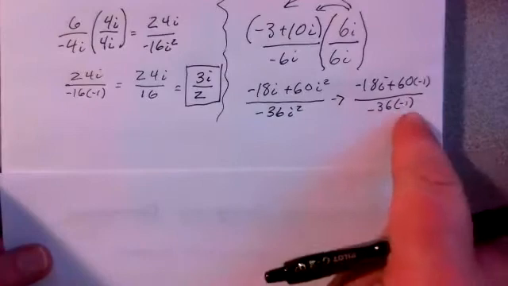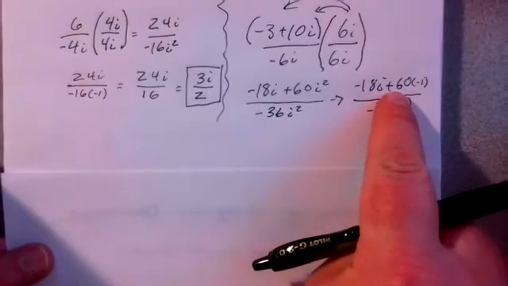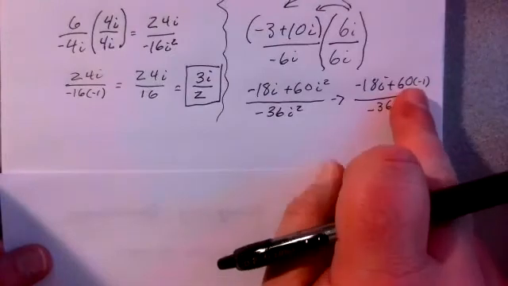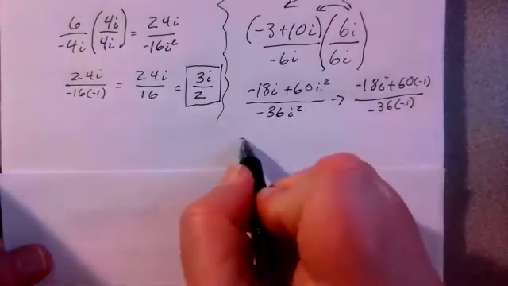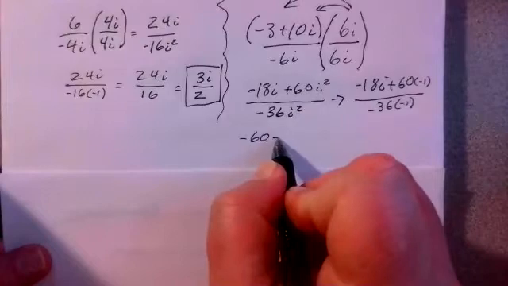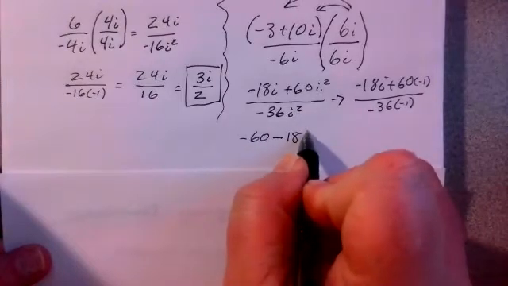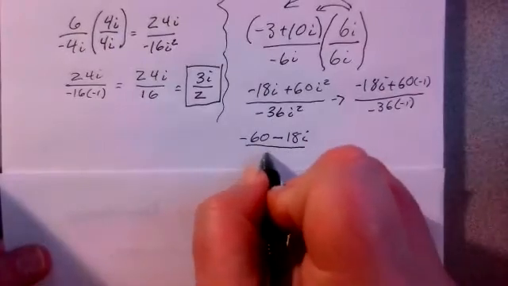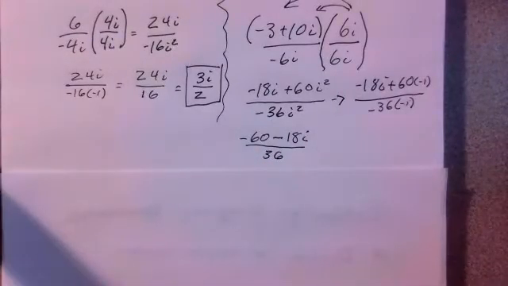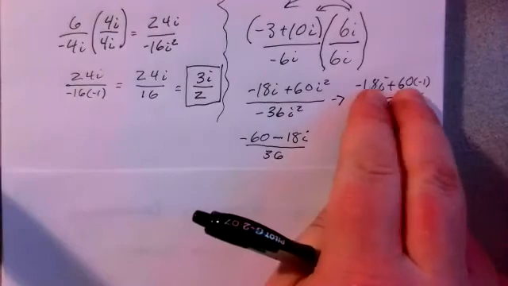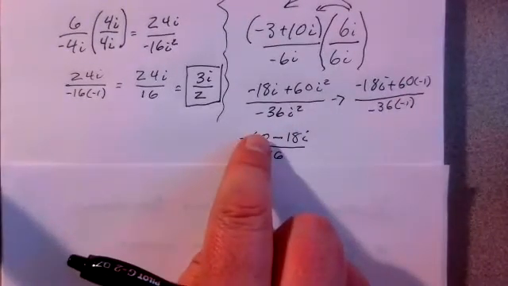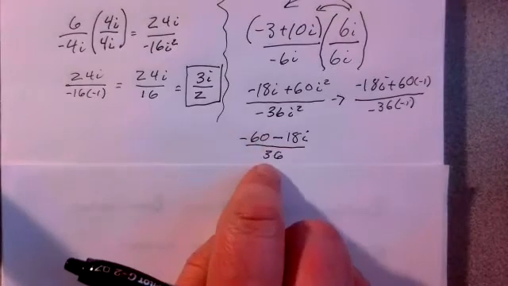And I can simplify this now. I'm going to multiply. I have a positive 60 times -1, and I want this in a plus bi form. So I want my real part first. So I end up with -60 minus 18i. A -36 times a -1 is a positive 36. Look what I did there. I switched the imaginary and the real part so that the real part's first, right? Complex numbers are in the form of a plus bi.